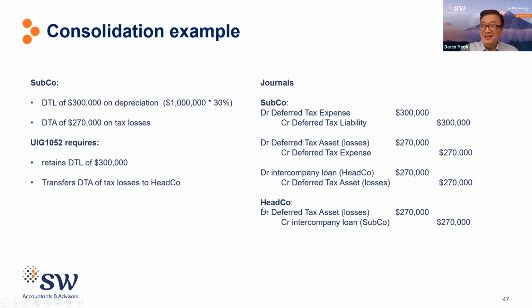The head company has assumed the deferred tax asset, so it needs to debit the deferred tax asset by 270,000. The credit entry is to credit the intercompany loan with the subsidiary company by 270,000.